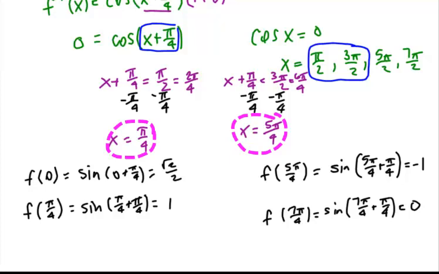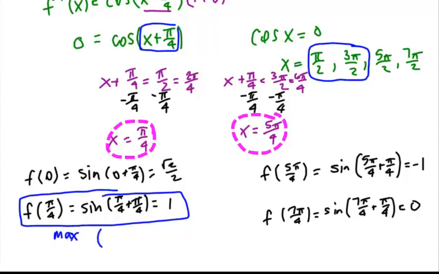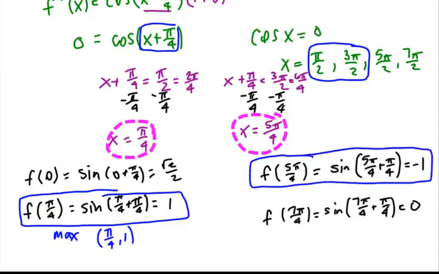So when we're checking our extreme values, our max is right here. You have a maximum, and at what point? Pi over 4 and 1. That's your coordinate. And then we have a minimum, right here at negative 1. This would be a minimum at 5 pi over 4 and negative 1. And so there are the two extreme values for that function.